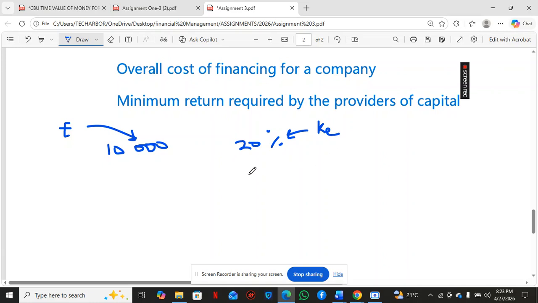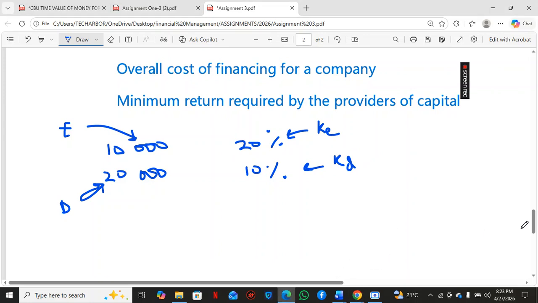Then you go also to the bank and you get 20,000. This is your debt financing, which I'll label as D. And let's say the interest for this loan is 10%. This is your cost of debt. Now, what the weighted average cost of capital is going to do is, from both of these sources of financing, you want to find your overall cost of financing.